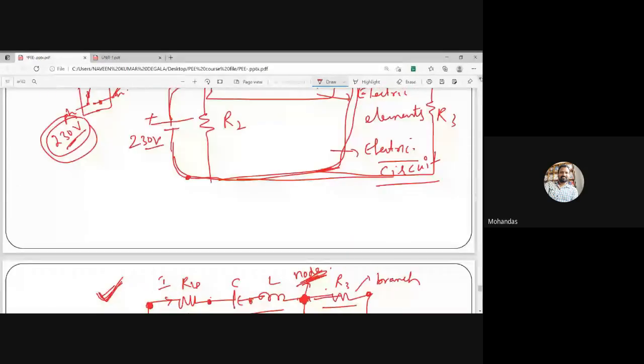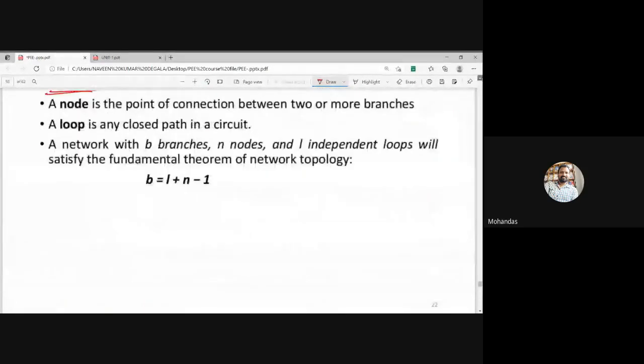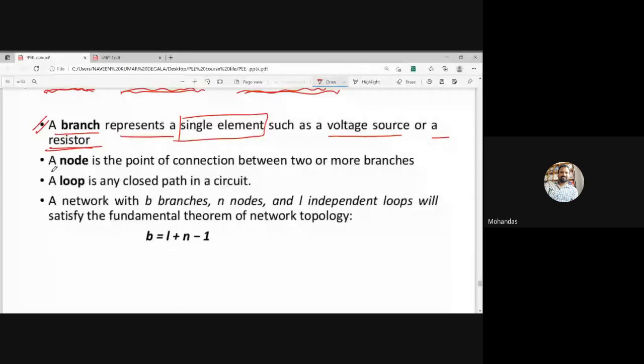Next, what is another one? A node. A node is a point of connection between two or more branches.